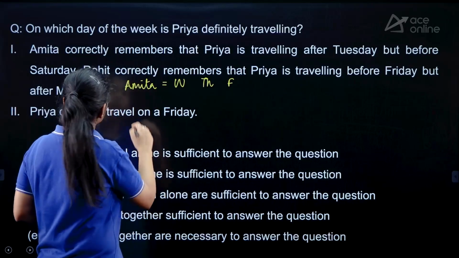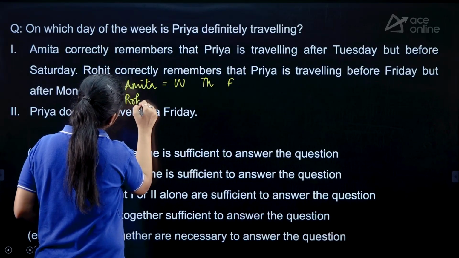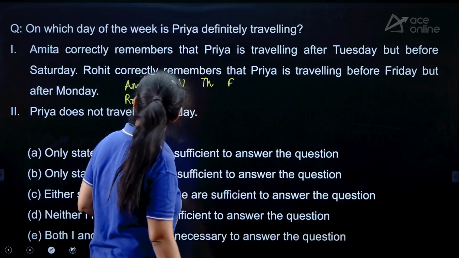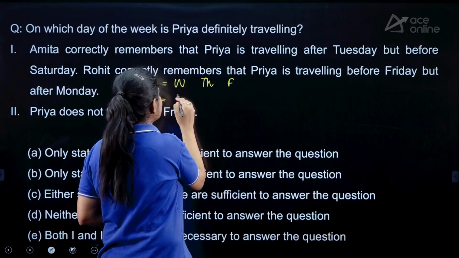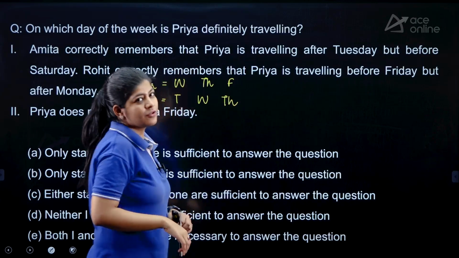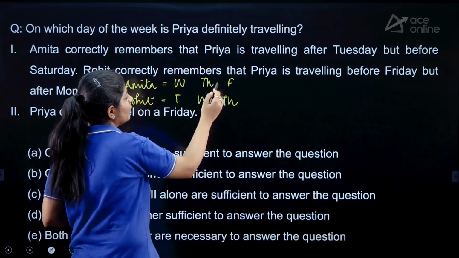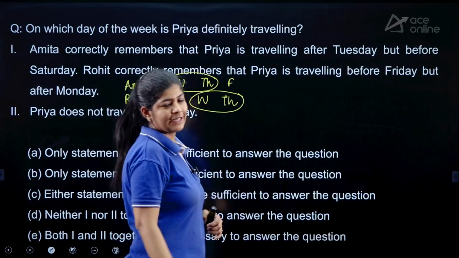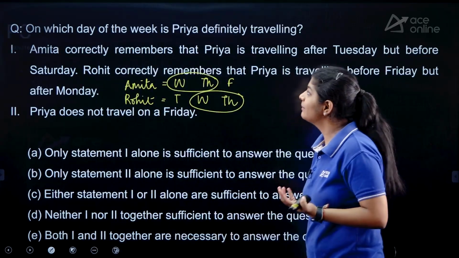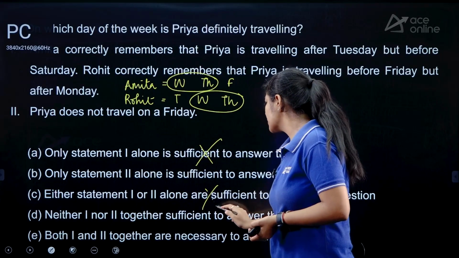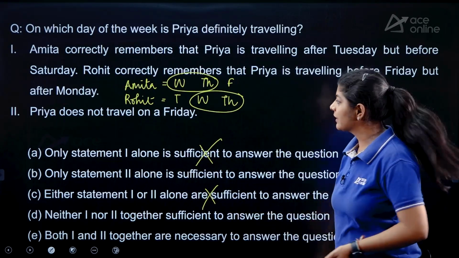But according to Rohit, as he correctly remembers that Priya is traveling before Friday and after Monday, that means Tuesday, Wednesday, Thursday. So with the help of the first, we are getting two common days, right? So are we able to define on which day exactly Priya is traveling? No. Option number A and C are eliminated.